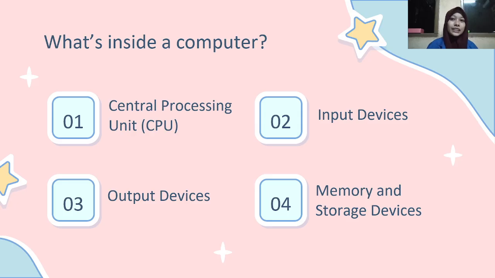Inside the computer, there are four main components. Firstly, there is the CPU or central processing unit. Secondly, there is the input device. Third, there is the output device. And the last, there is memory and storage device.